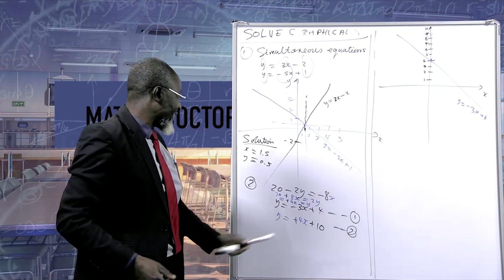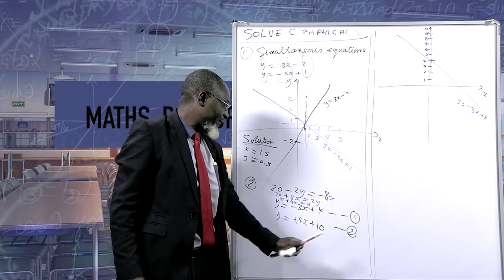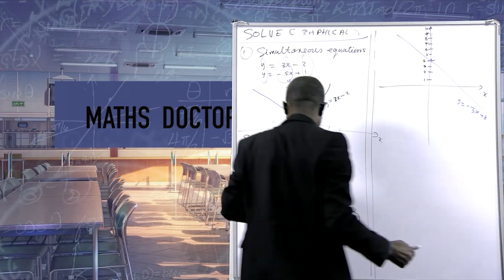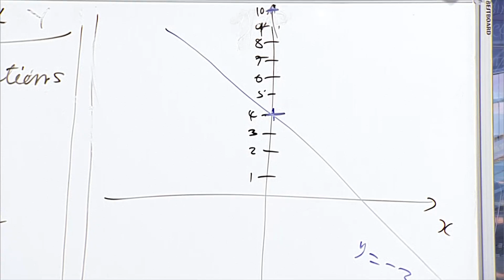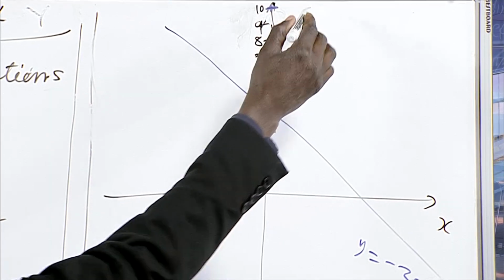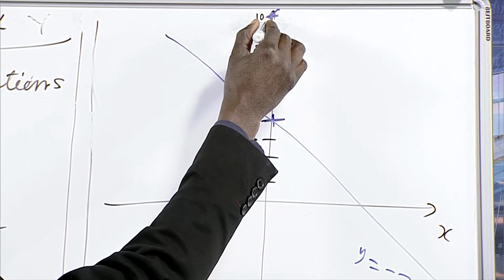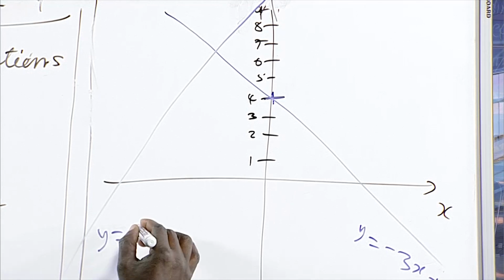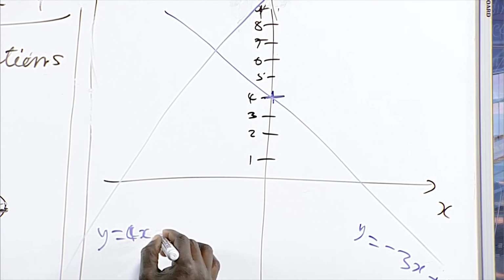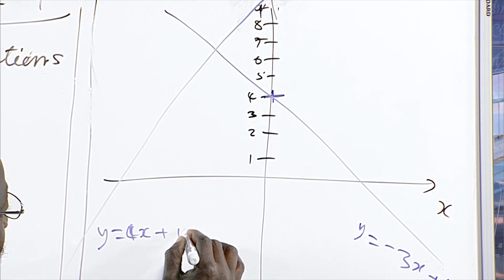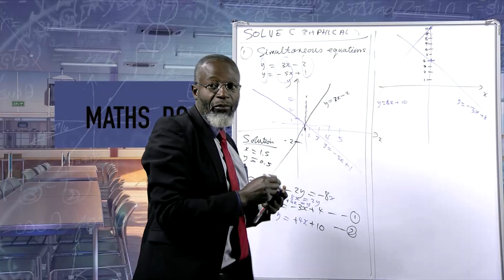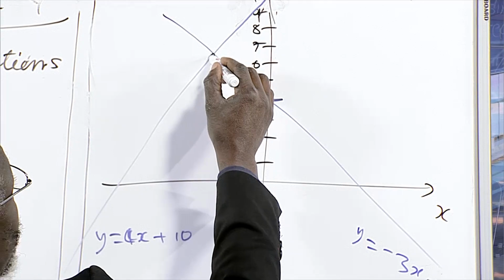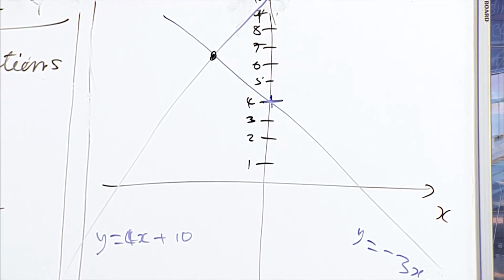The other one is cutting at 10. So it is cutting somewhere here, at the top there, but the gradient is positive, so the graph will come something like this. So y equals 4x plus 10. That is how it will be like this. So the solution is where they are crossing each other. That's where they are crossing each other.